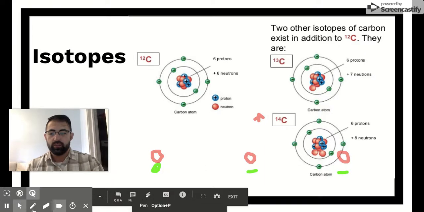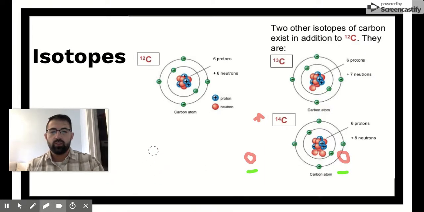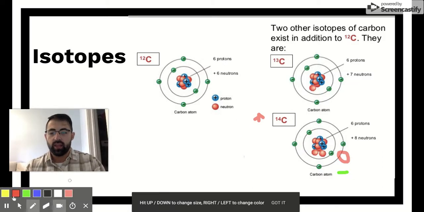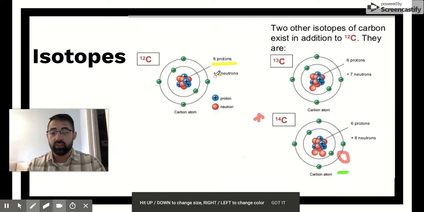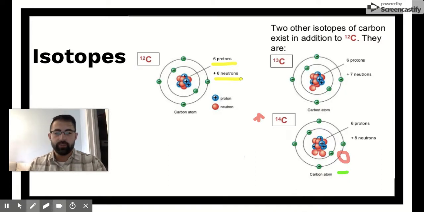All right, let me erase my marks. So another example is carbon. Most carbon in the universe is carbon-12. That means it has 6 protons and it has 6 neutrons. Most carbon atoms in the universe are C12, just by how they form. It's a very stable atom.